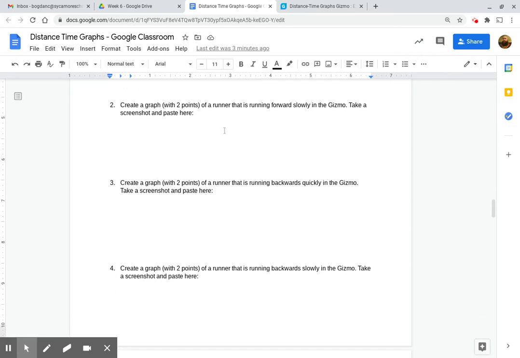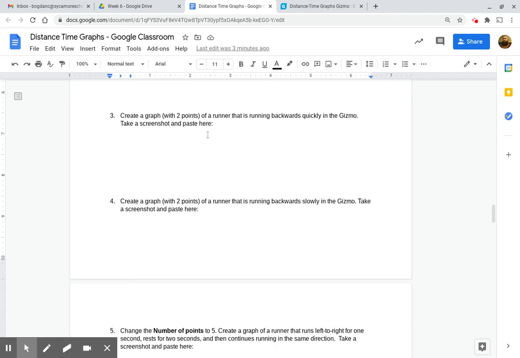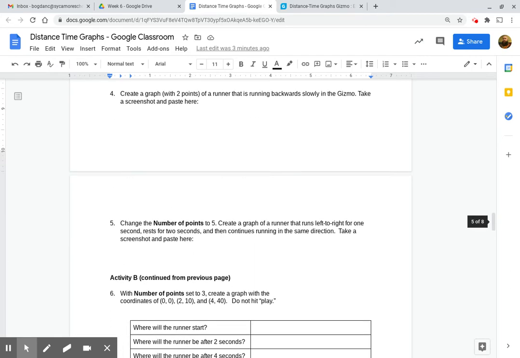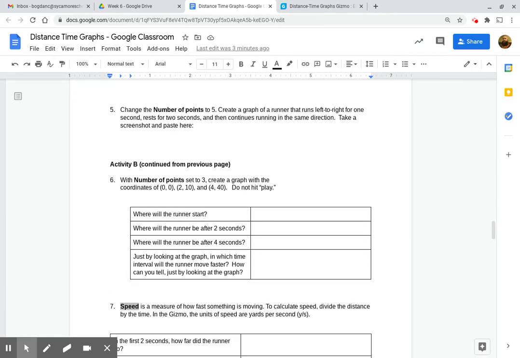Here, I want a graph of a runner that is running forward slowly, so uphill, not so steep line. A graph with 2 points of a runner that is running backwards quickly, and then here we have backwards slowly. So these 4 challenges shouldn't take you very long at all.